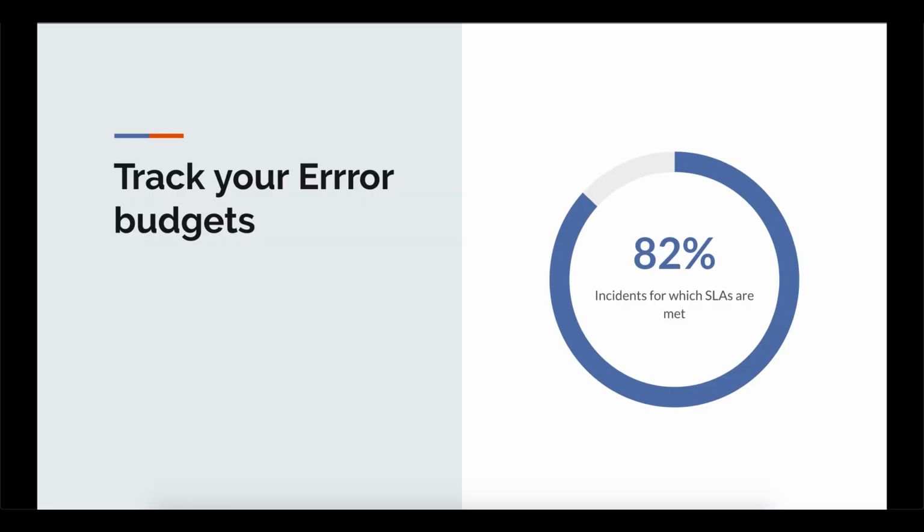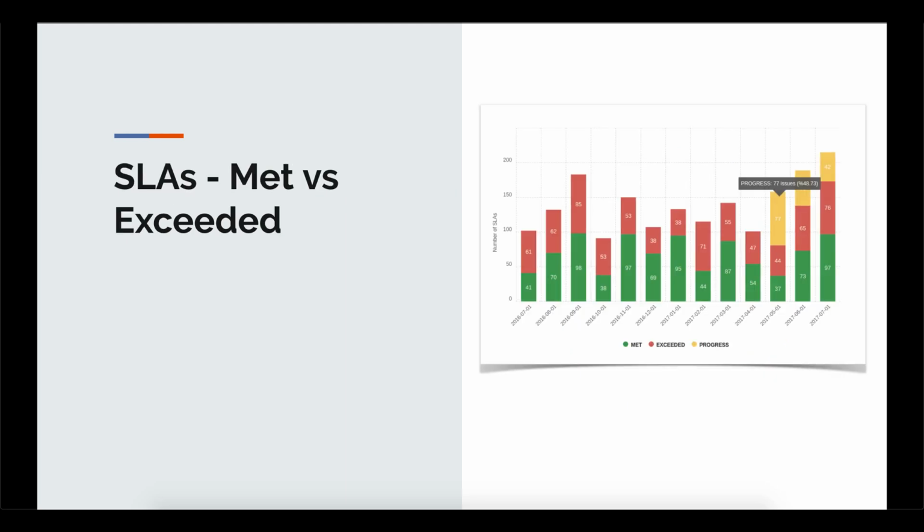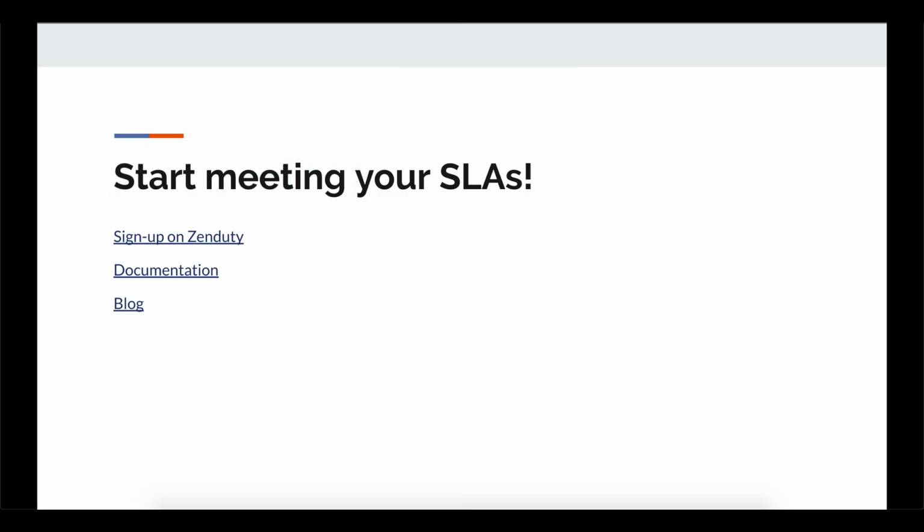So at the end of the day, what Zenduty helps you do is it helps you and your team track and not exceed your error budgets, while at the same time have a general overview of your SLAs and what percentage of your incidents have met their SLAs and what percentage of your incidents have exceeded or violated your SLAs. More information is available in the Zenduty documentation about incident SLAs and incident priorities.